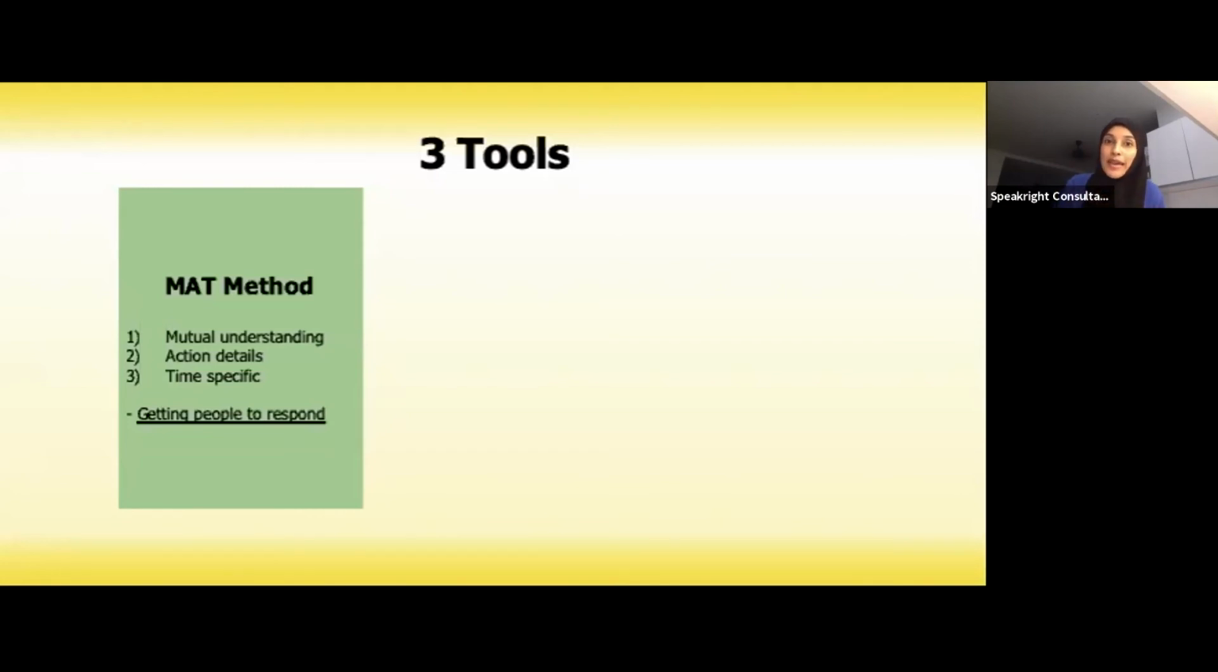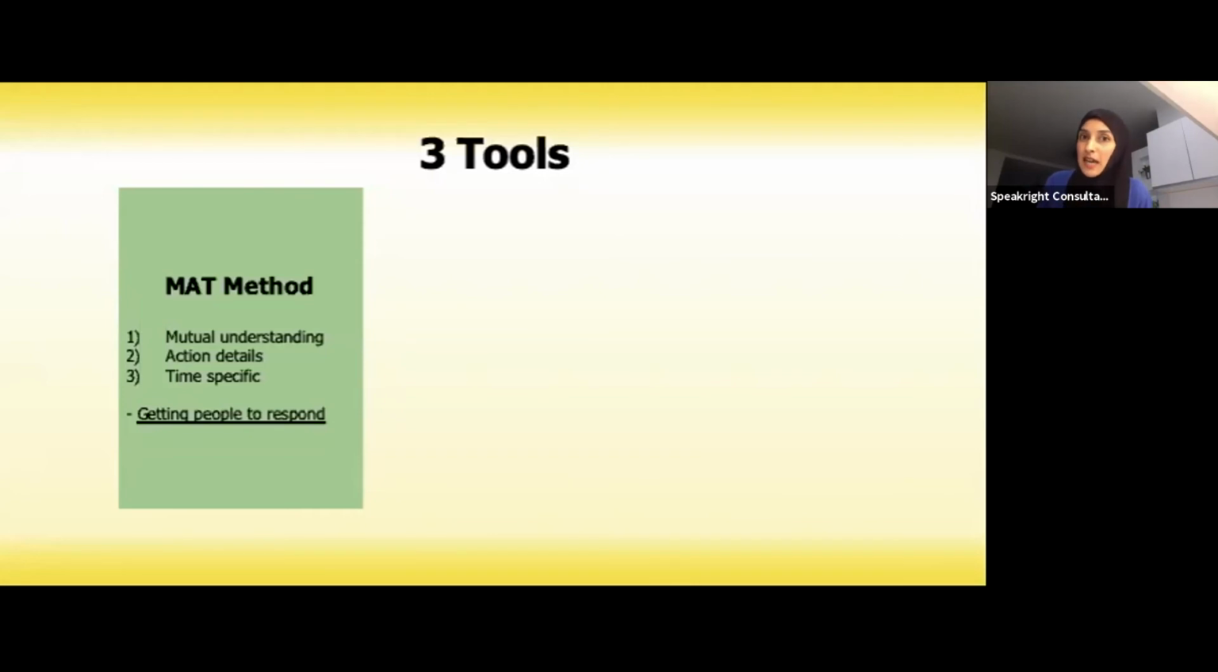Point number 2, A, state the action details so that the receiver knows how much of an action she needs, so that she won't overdo it or underdo it. Either way, you're going to waste the person's time if they underdo or overdo it. So be more specific. Mention what to do and how much to do. And finally, be time specific.